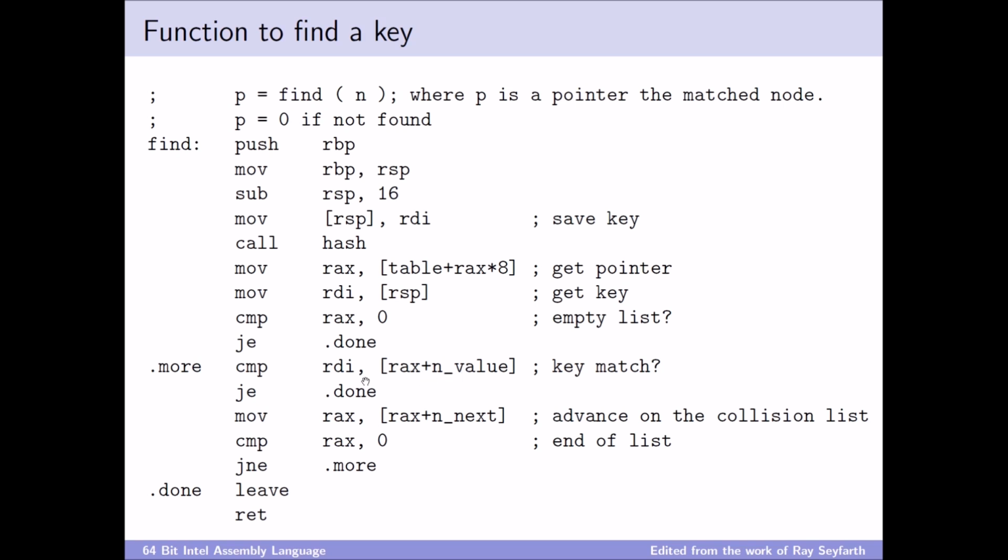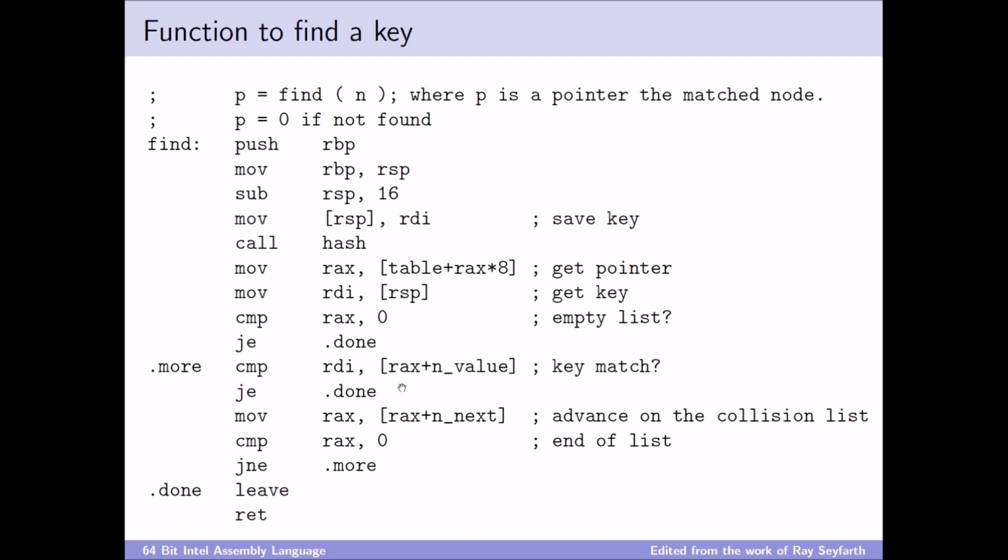If they are equal, well, we're in luck. We have found the key that we were looking for, and we can jump to the end, destroy our stack frame, and return. Now remember, we'll be returning the pointer that is contained in RAX, and if we got a match, that means RAX will actually be the pointer to the correct node that we wished to return.